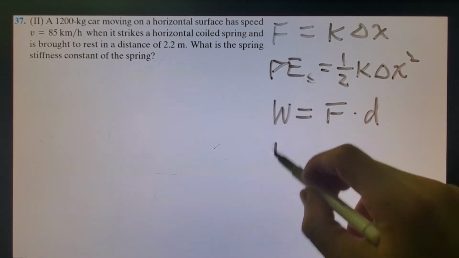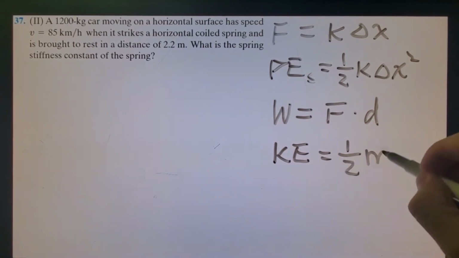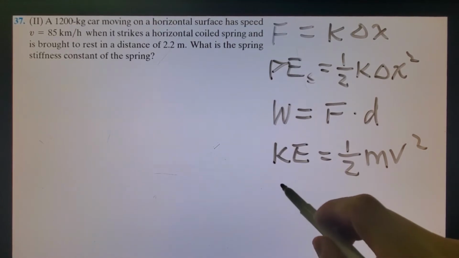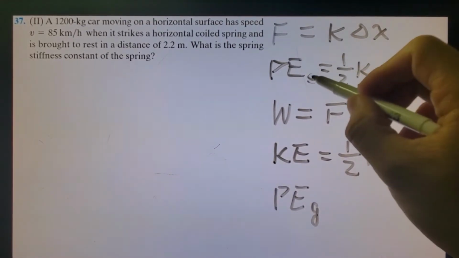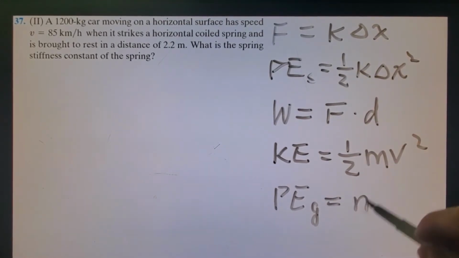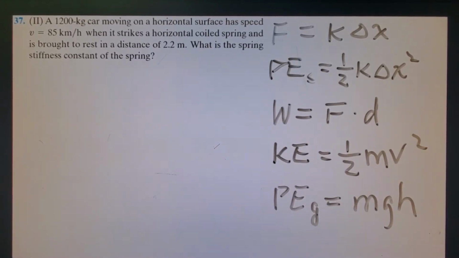Kinetic energy is equal to half times m v squared. Potential energy due to gravity is equal to m g h. And now we have to use the concept of conservation of energy to try to solve this problem.